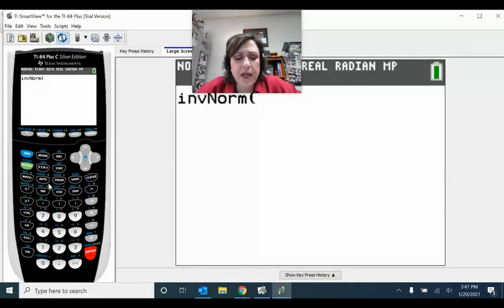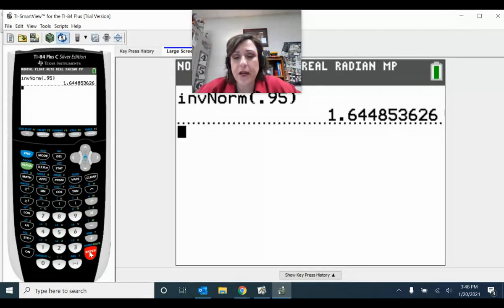Inverse norm of the area below is the z at that spot, 0.95. Okay, and there it is. So that's 1.64. Remember, we always do z-scores to 2 decimal places. So before I write that 4 down, this 4 right here, before I put it in the hundredths place, I'm going to look behind it, and that's just a 4, so it doesn't go up. So it is not 1.65, it's 1.64.